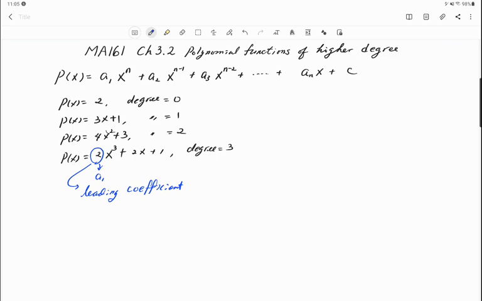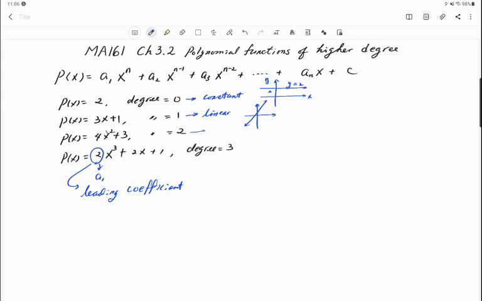Let's check the graphs of all these types. The graph of a constant function is a horizontal line. So this is y equals 2, p of x equals 2, horizontal. The linear case is when the degree is 1. If the degree of a polynomial is 1, then this is linear, so it can be a straight line, something like this.